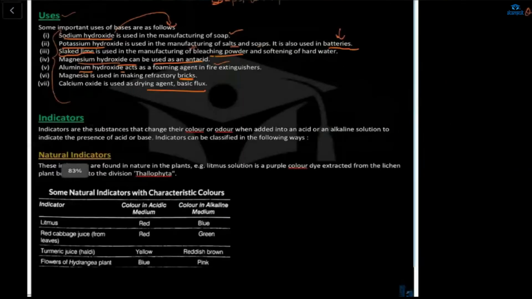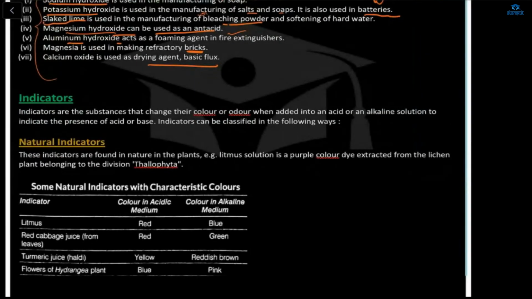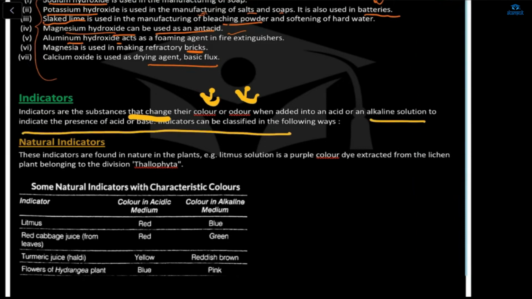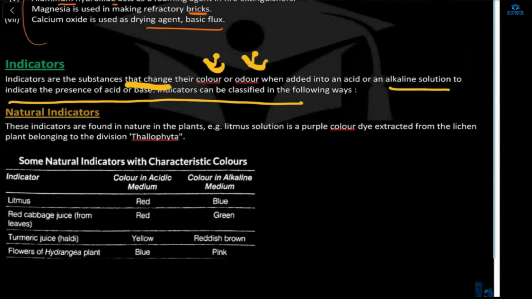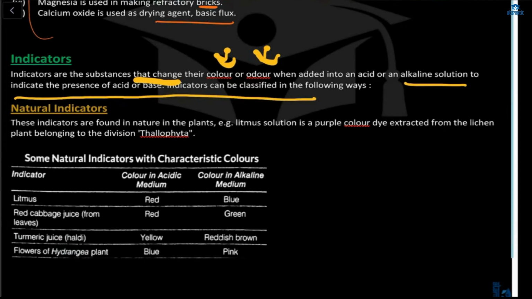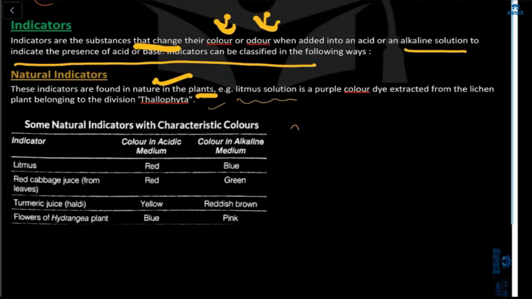What are indicators? Indicators are substances that change their color or odor when added into an acid or alkaline solution, to indicate the presence of acids or bases. There are four types: the natural, the synthetic, the olfactory, and the universal. Natural indicators are found in nature, in plants. An example is the litmus solution.